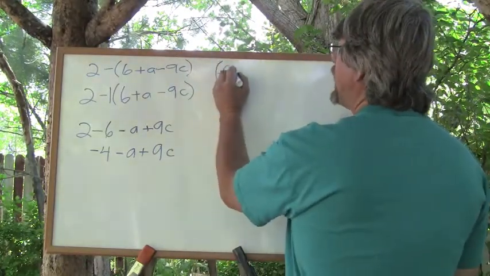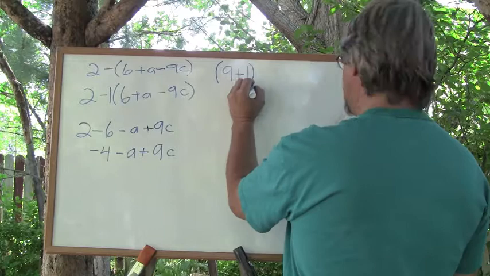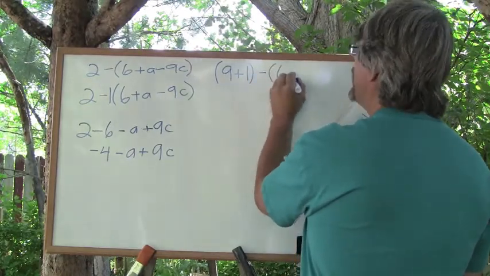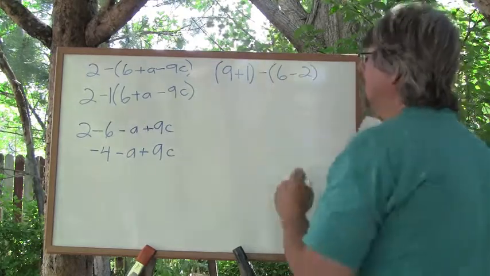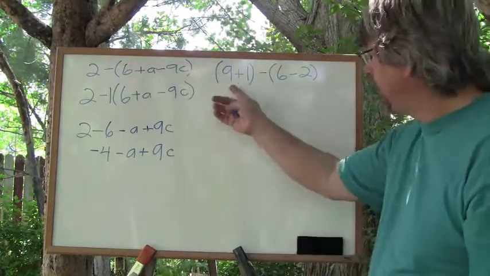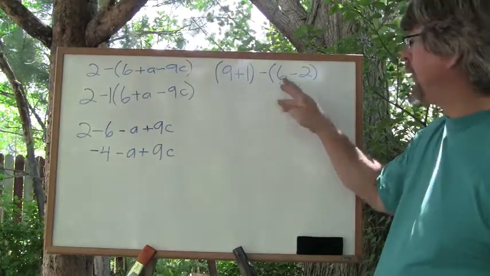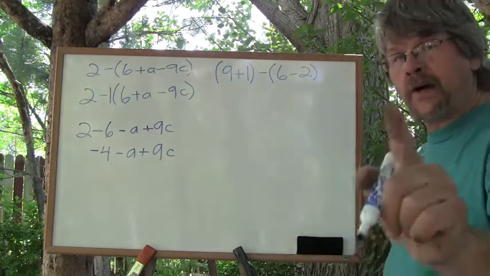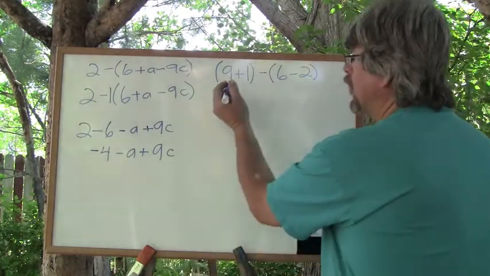What if we're given 9 plus 1 minus 6 minus 2? Let's say we're given this. Now here we have two different groups. One group is being subtracted from the other group, right? So here's how this works.